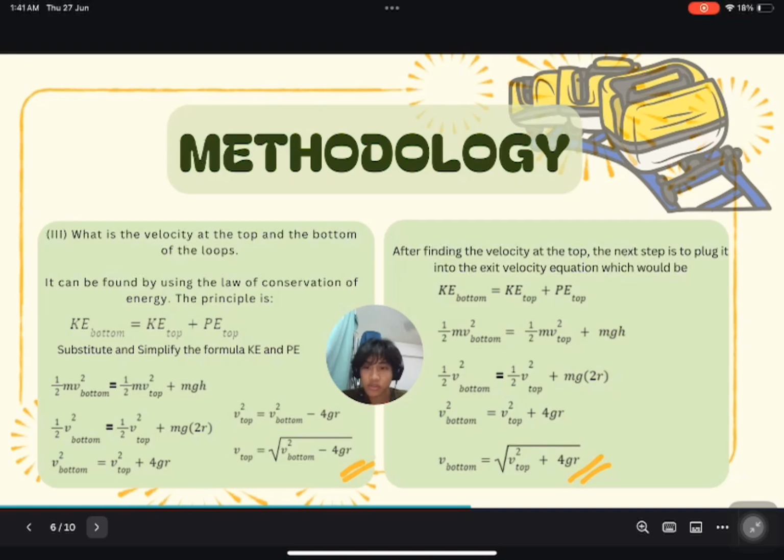Lastly, we're also looking for the velocity at the top and the bottom part of the loops by applying the law of conservation of energy, and we've come out with 2 final equations. The first is for finding the velocity at the top, which equals the square root of the velocity at the bottom squared minus 4gr. The second equation is to find the exit velocity, which will become the velocity at the bottom for the next loop, which equals v at the top squared plus 4gr.